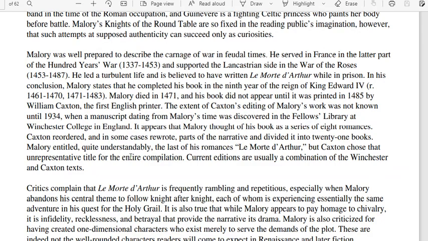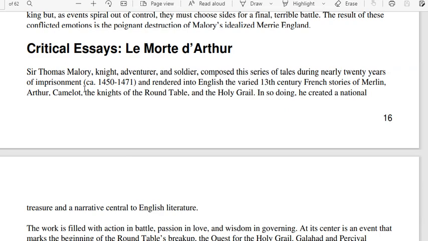Le Morte d'Arthur. Sir Thomas Malory, knight, adventurer, and soldier, composed this series of tales during nearly 20 years of imprisonment, between 1450 and 1471 AD, and rendered into English the varied 13th century French stories of Merlin, Arthur, Camelot, the Knights of the Round Table, and the Holy Grail. In so doing, he created a national treasure and a narrative central to English literature.